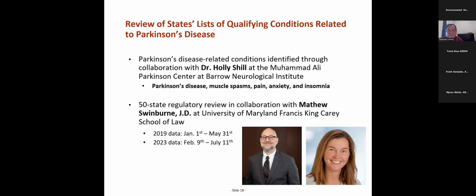There are a couple of them. Parkinson's disease, of course, muscle spasm is another that's relevant to Parkinson's disease patients. Also pain, anxiety, insomnia. So these are all conditions that Parkinson's disease patients have. First of all, these are for symptom management. Second of all, these are also conditions that are listed in the state guidance document in different states that qualify them for getting a medical card to use medical cannabis in each state.